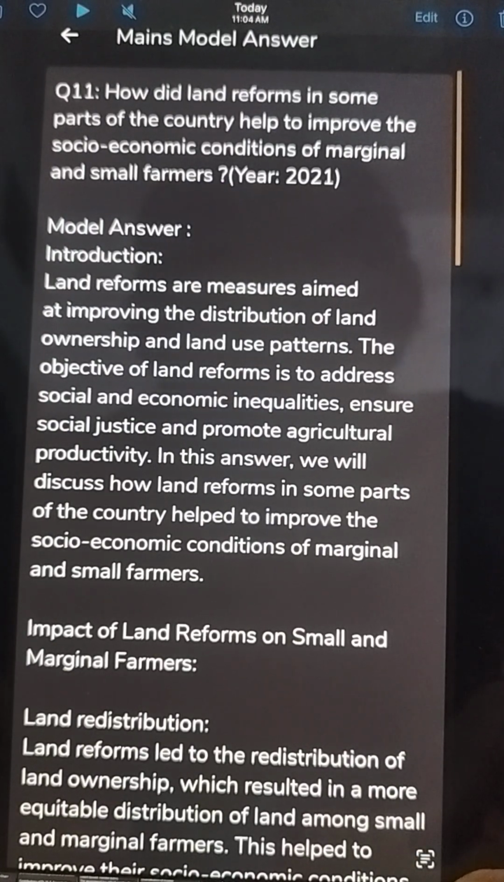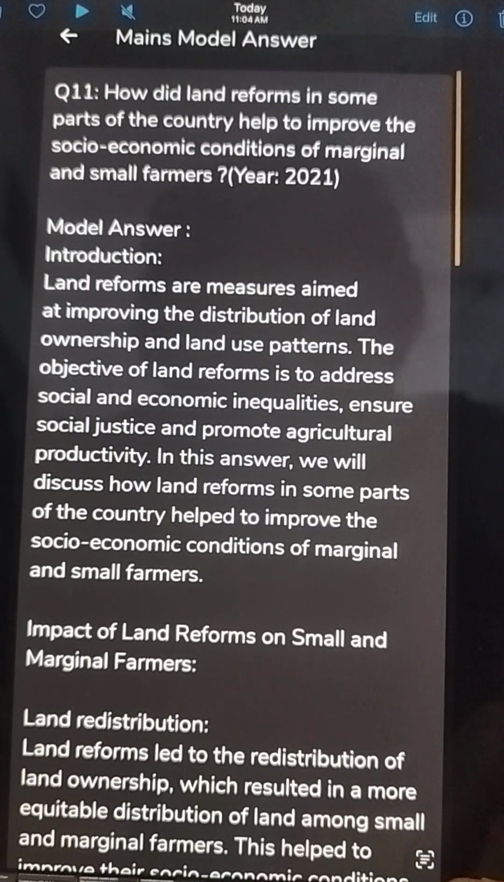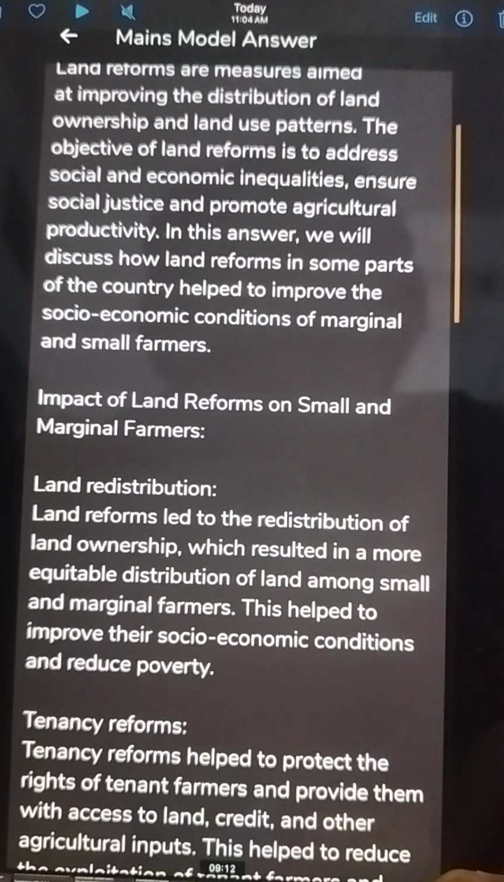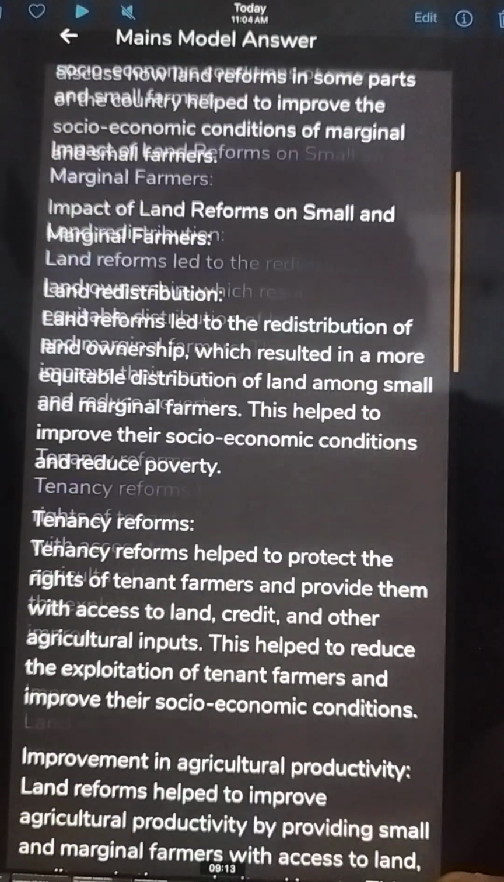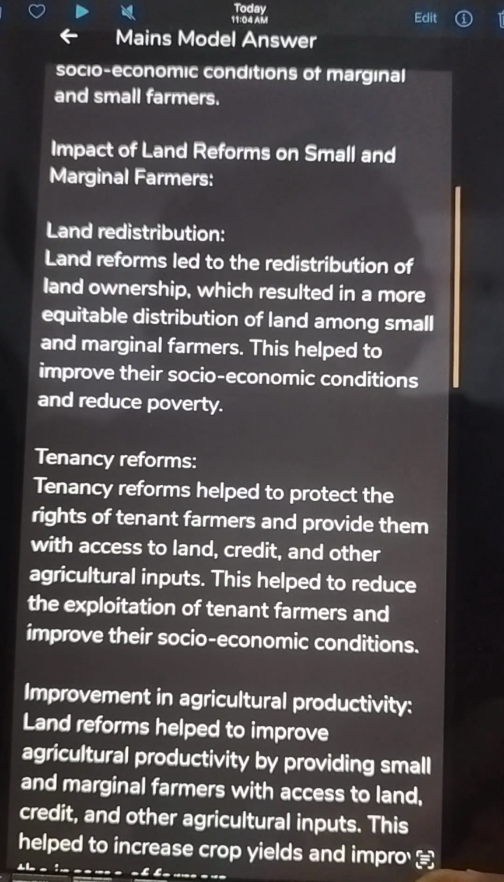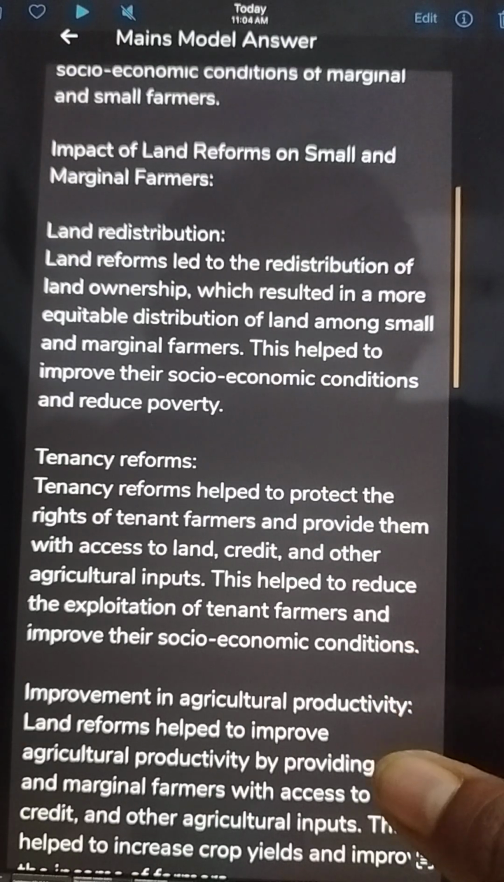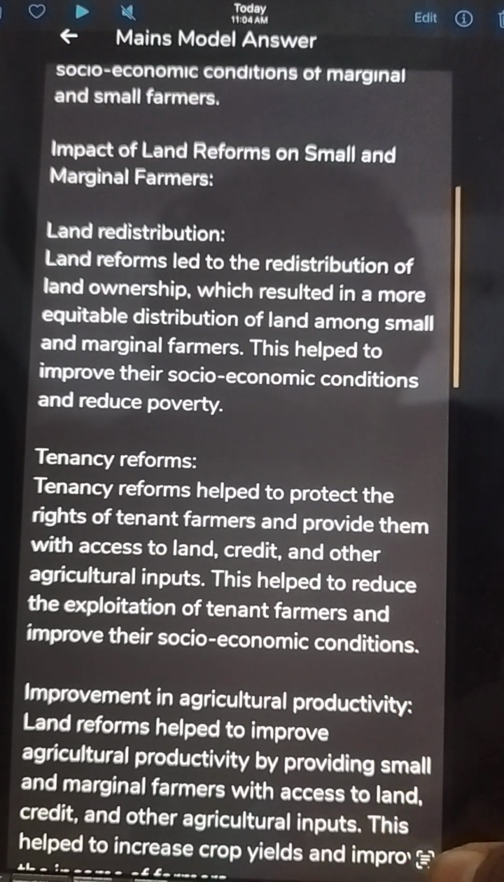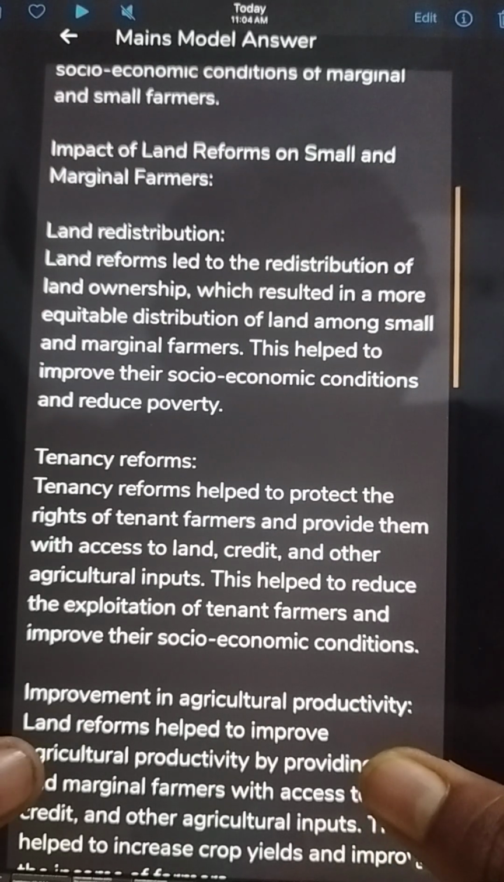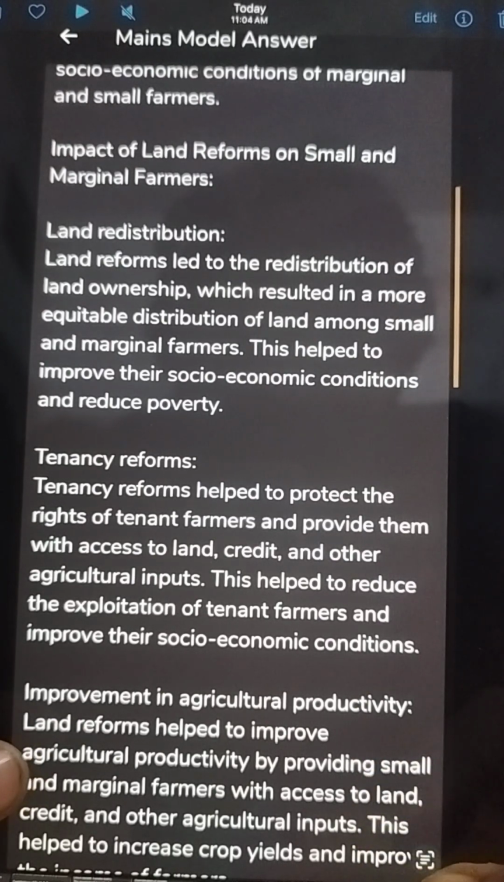Impact of land reforms on small and marginal farmers. First, land redistribution. Land reforms led to the redistribution of land ownership, which resulted in a more equitable distribution of land among small and marginal farmers. This has helped to improve the socio-economic conditions and reduce poverty. Then tenancy reforms. Tenancy reforms help to protect the rights of tenant farmers and provide them with access to land, credit, and other agricultural inputs. This has helped to reduce exploitation of tenant farmers and improve their socio-economic conditions.